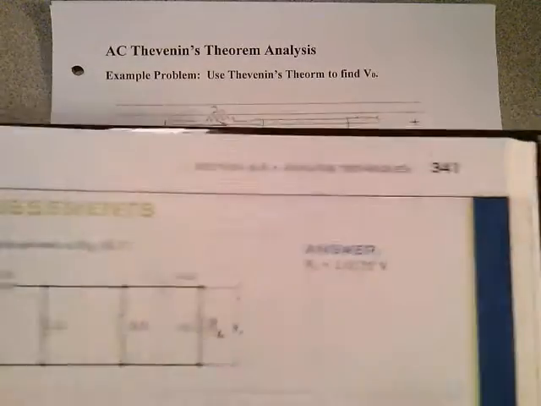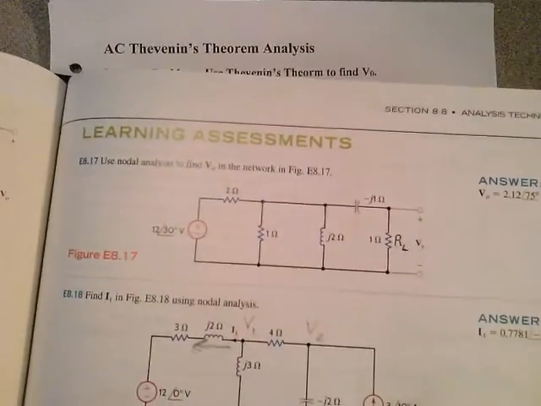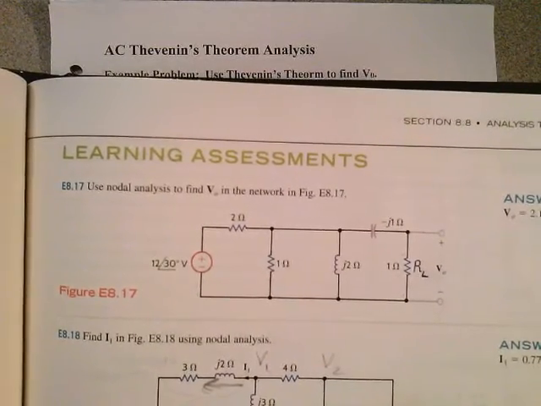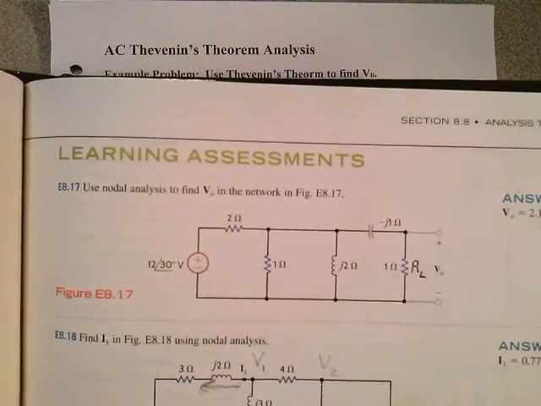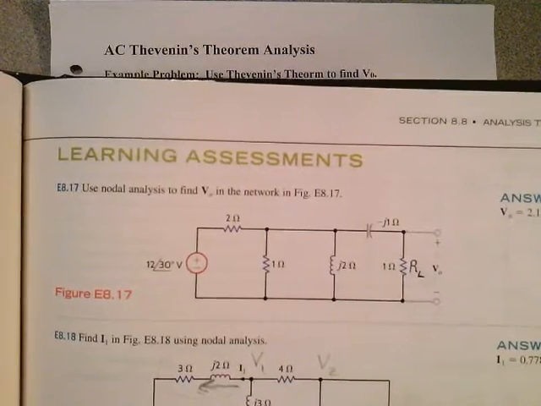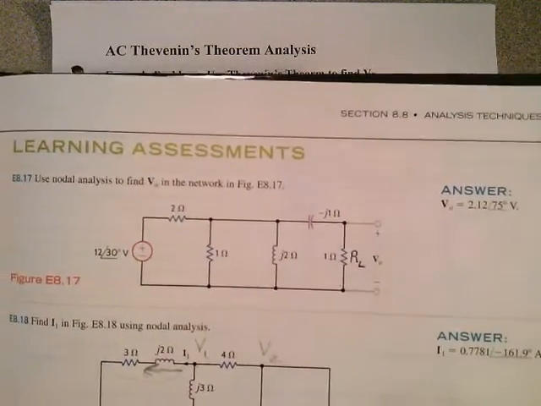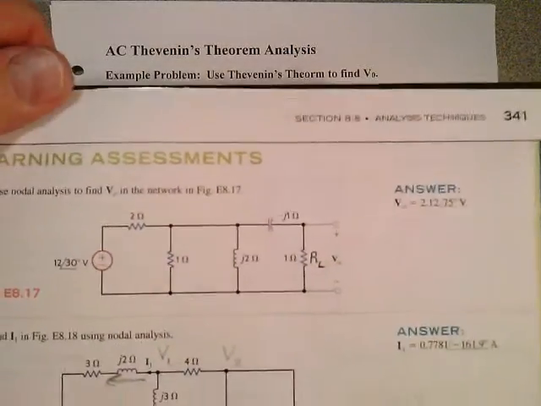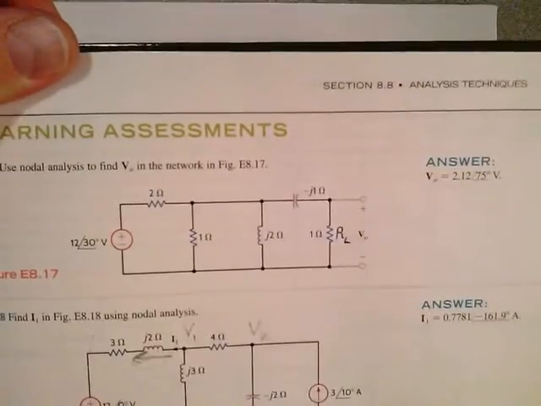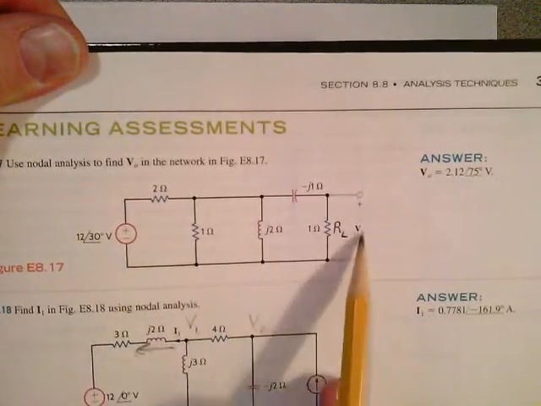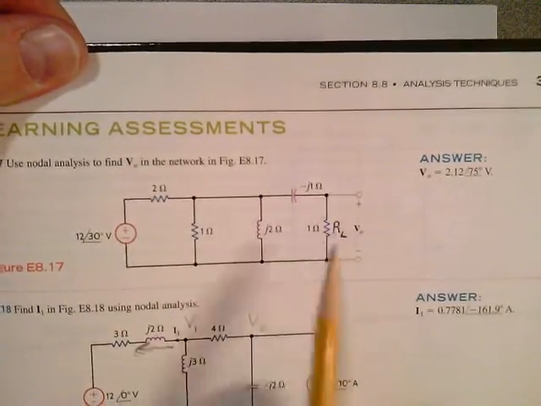The first problem we're going to look at is this one right here. It's Learning Assessment Problem E8.17. It says use nodal analysis to find V out in the network, and there's the answer up there. What I'd like you to do is use Thevenin's theorem on this circuit, with this being the load resistor, and find the Thevenin equivalent circuit for that RL.